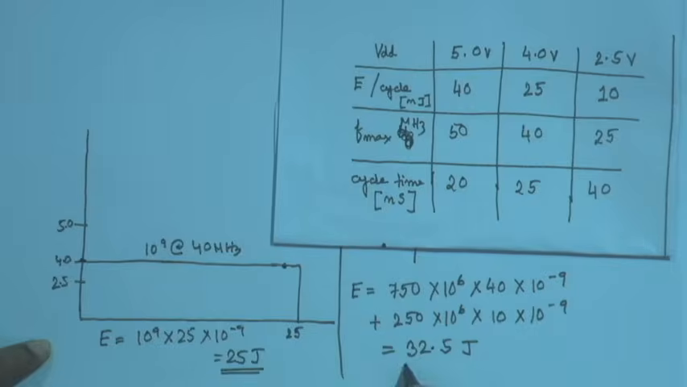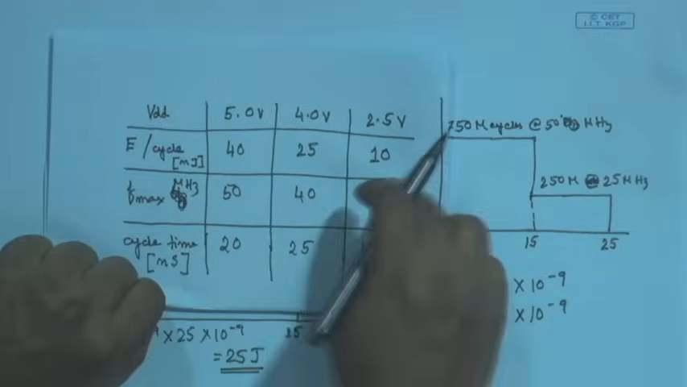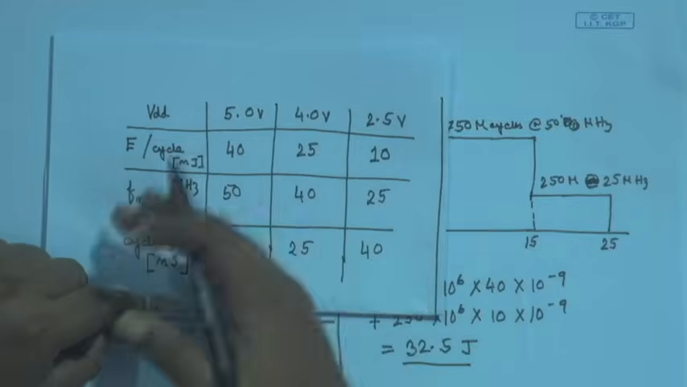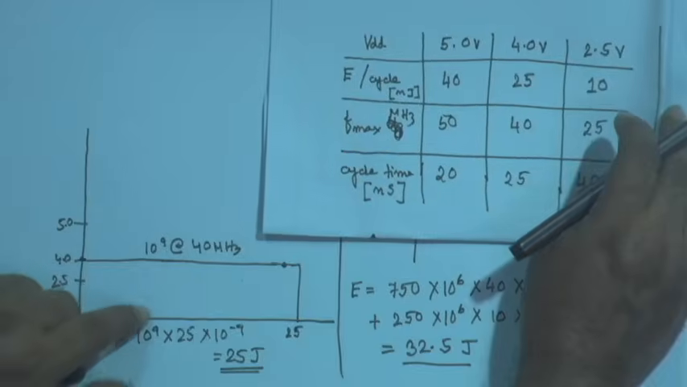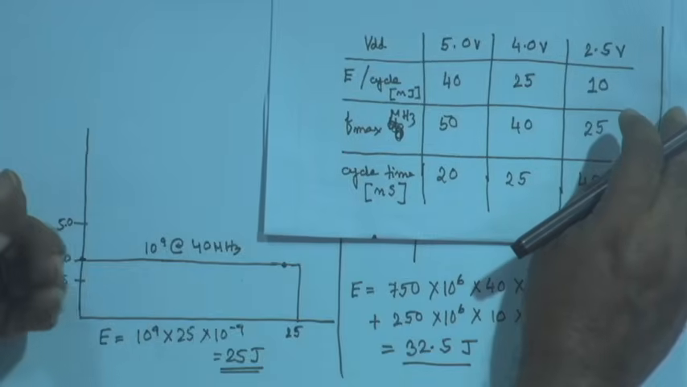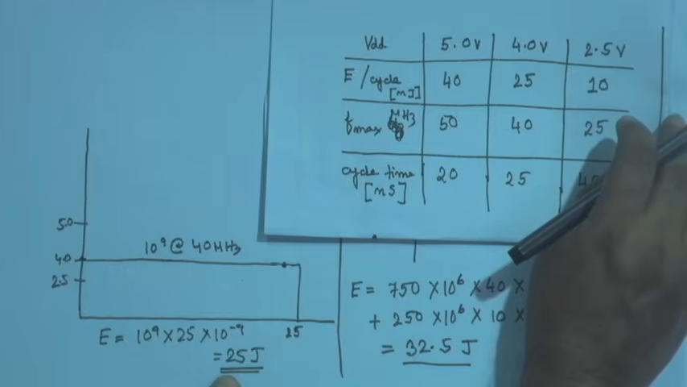So, you see, for the same task I had 3 possible voltages, 5, 4 and 2.5. So, by combining them, I can get different energy consumptions. One was 40 joule, one was 32.5 joule, another is 25 joule.